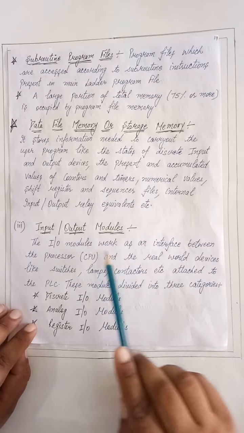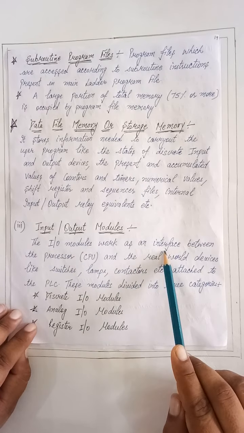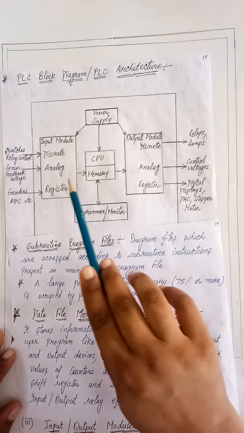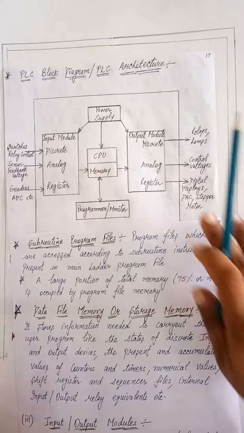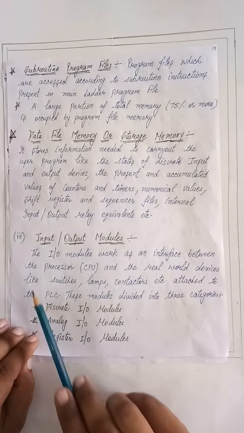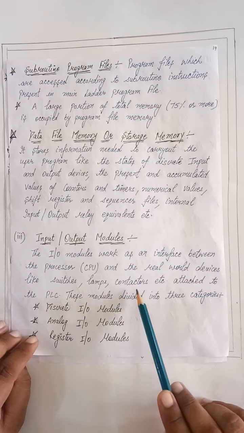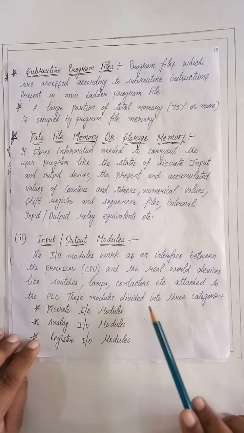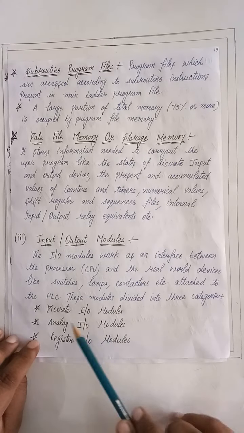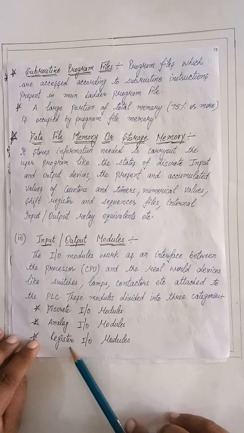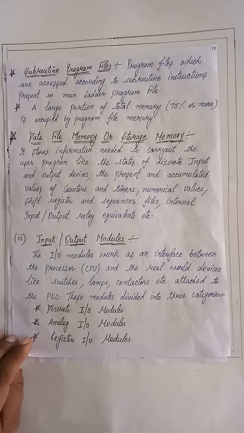Now the next module is the input and output modules. The input module and output module work as an interface between the processor or CPU and real-world devices like switches, lamps, contactors, etc. attached to the PLC. These modules are divided into three categories: discrete input-output modules, analog input-output modules, resistor input-output modules.